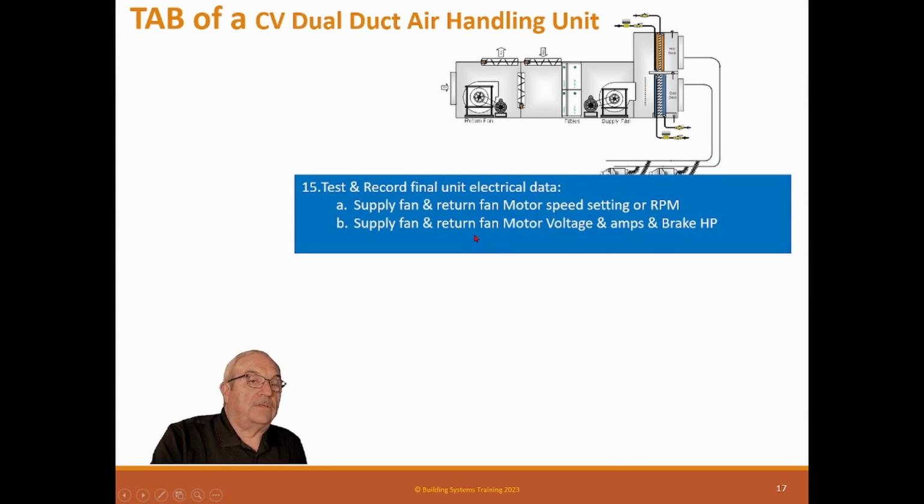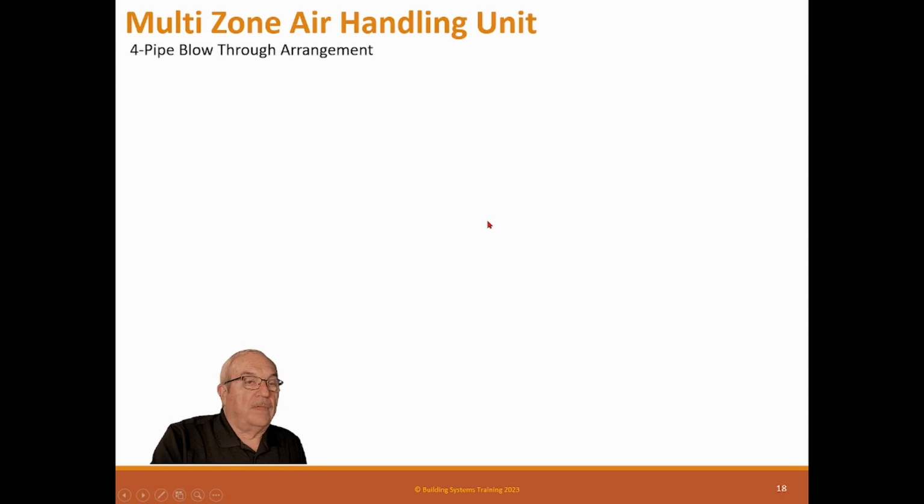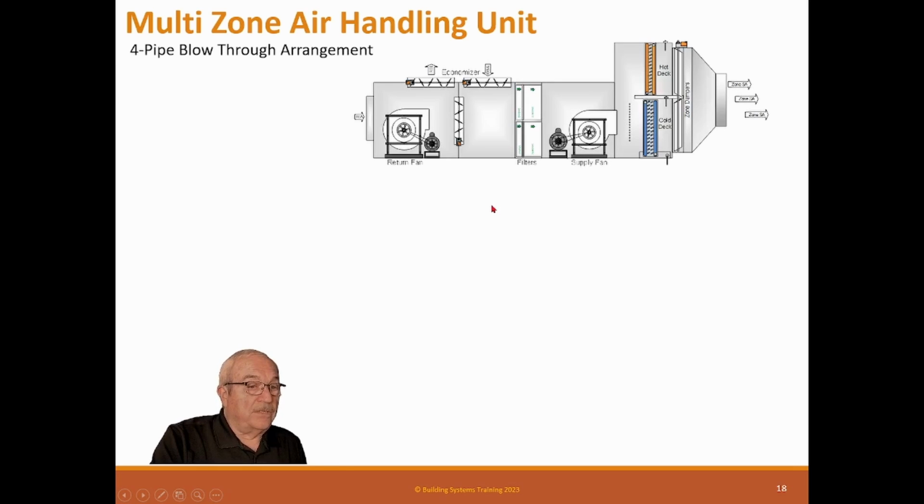Test and record all electrical data like you would any other unit. And then record flows of the terminal unit. So now we have another kind of unit that mimics a variable volume flow, and it's called a multi-zone. This air handler has the same looking supply fan, and it blows through a cooling cold deck and a heating hot deck, just like the dual duct system, except it's dual duct for about a foot. And then it goes to a constant volume.